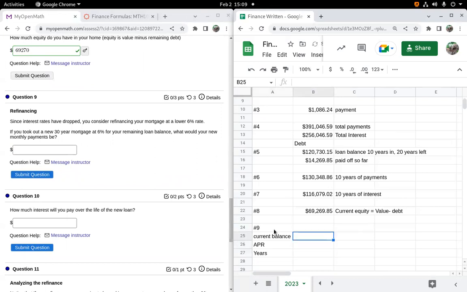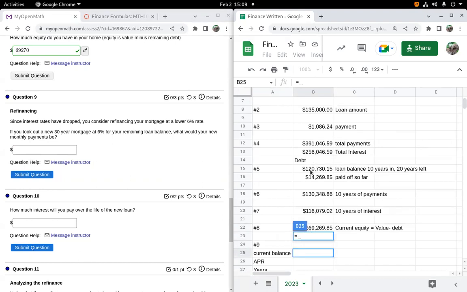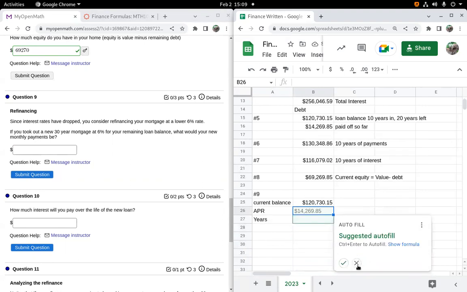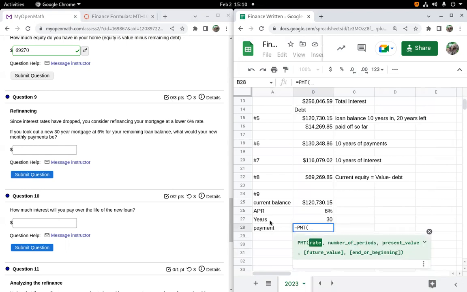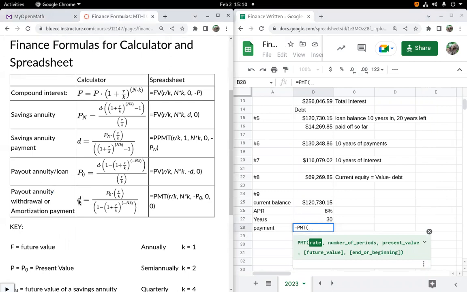Years. All right, so my current balance, I'm going to go equals. That's back here somewhere. Let's see, right here. That was number 5. So we're just going to grab that number and re-put it down here. No, I don't want to fill down. APR, I was given 6%. Make sure you look at yours and see what it says. And I'm told to go for another 30 years and then to calculate the payment for that. That's that PMT formula from our cheat sheet. And again, you could also use this formula right here. You could use the exponential version of it if you wish, but I think the PMT one's easier to type.